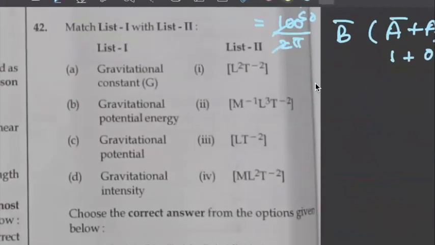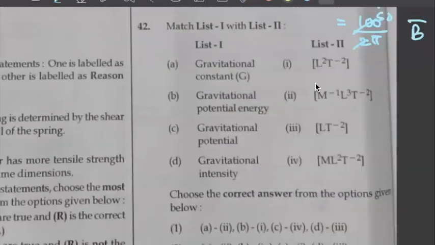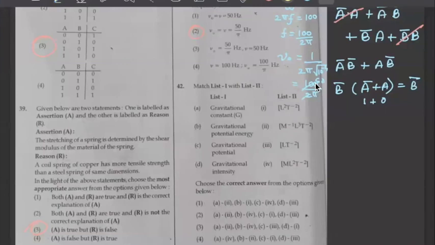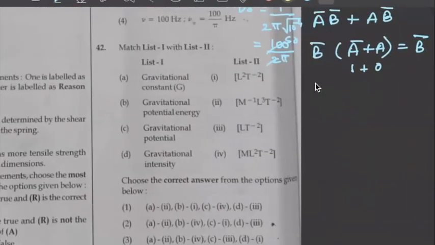42. Match. Again, that's the column. Usually they don't give this kind of question, it's new in this paper. A lot of these kind of questions are theory related. Okay, so match G, potential energy. This is the universal gravitational constant. This is potential energy, so this is simply, you can say, MGH. Gravitational potential and intensity. So I think let's begin with this one.